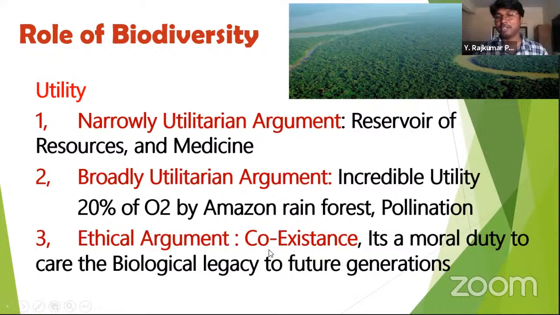Next, see the ethical argument. In the ethical argument, we learn about coexistence, right? Human beings, animals, different kinds of plants and other microorganisms are all interdependent on each other. So if one species is eradicated, then we will also be affected. It is a kind of symbiosis. It is our moral duty to pass on the biological legacy to the future generations, right? So that's why we have to care for biodiversity. We have to protect our biodiversity.